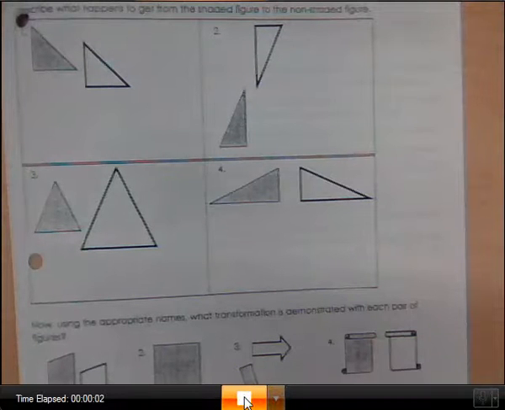So our new unit is transformations. And transformations can be, if you think about the movie, the transformation movie, it's changing one thing into something different. We are going to look at specific types.